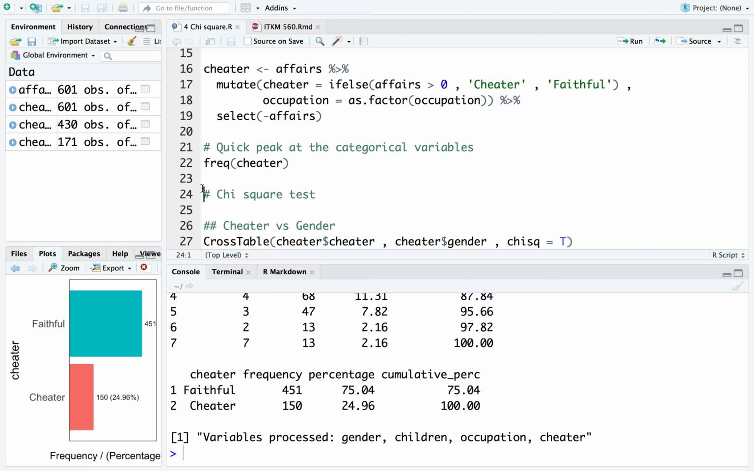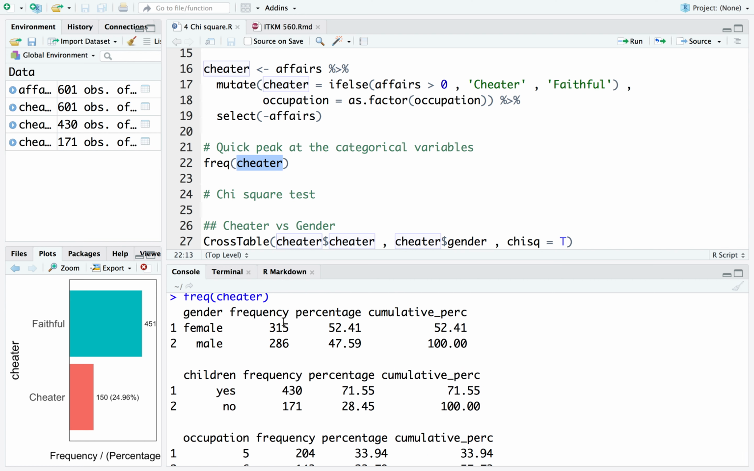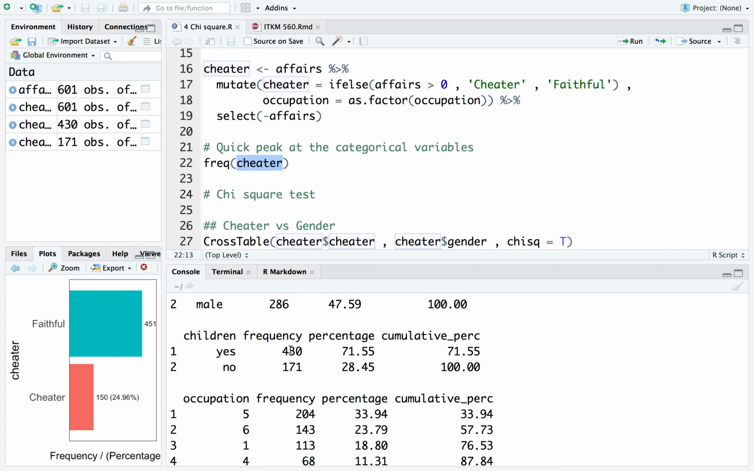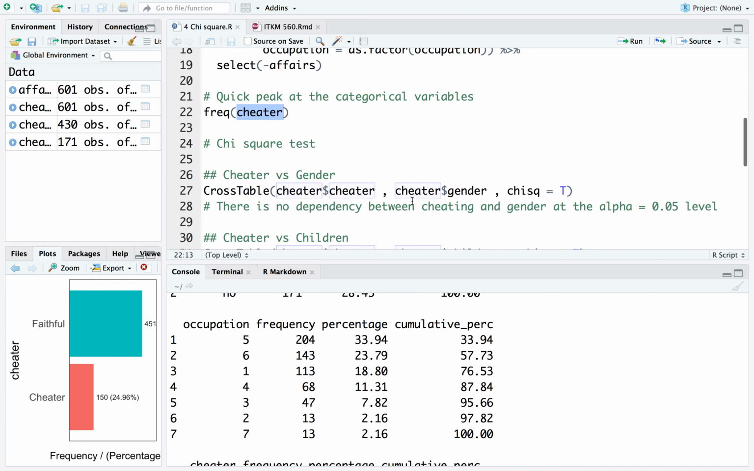Okay, we use the freq function on the dataset cheater. We get our proportions of male and female, and this is the count. Here we have the frequencies of children, the proportions, and the frequencies and proportions of each occupation. Note that we already know that these two occupations, 2 and 7, have very small counts, but we'll deal with that later. Without further ado, let's begin our test.